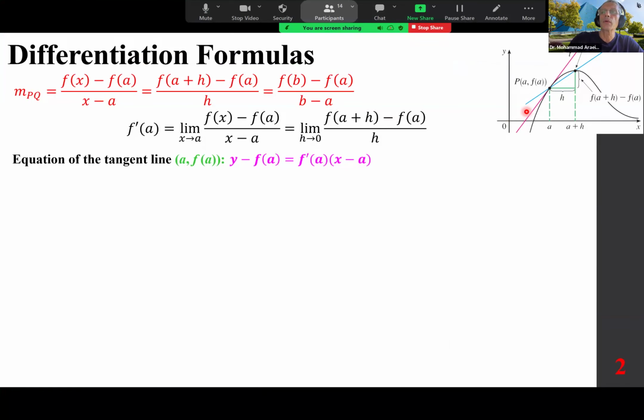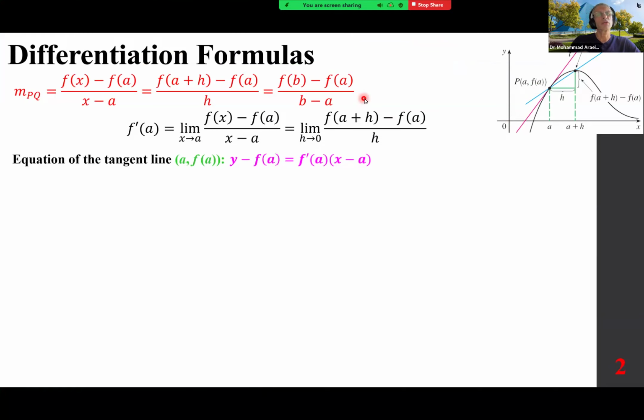First, the secant line. Given 2 points, we can calculate the slope: f of x minus f of a over x minus a, or f of a plus h minus f of a over h. To get the slope of a tangent line at point a, f prime of a is the limit of f of x minus f of a over x minus a as x approaches a, or the limit of f of a plus h minus f of a over h as h approaches 0, giving rise to the equation of a tangent line: y minus f of a equals f prime of a times x minus a.